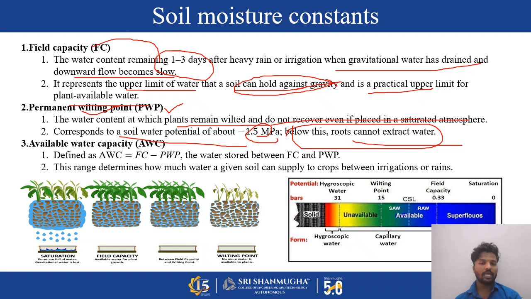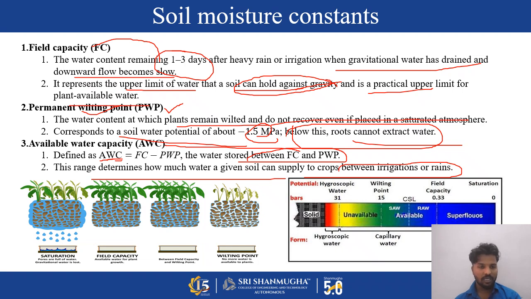So the next one is the available water capacity, abbreviated as AWC. AWC is obtained by subtracting the PWP value from the field capacity. The water stored between FC and PWP is described as available water capacity. This range determines how much water a given soil can supply to the crops between irrigations or rains. Here I have given a pictorial representation for your understanding.